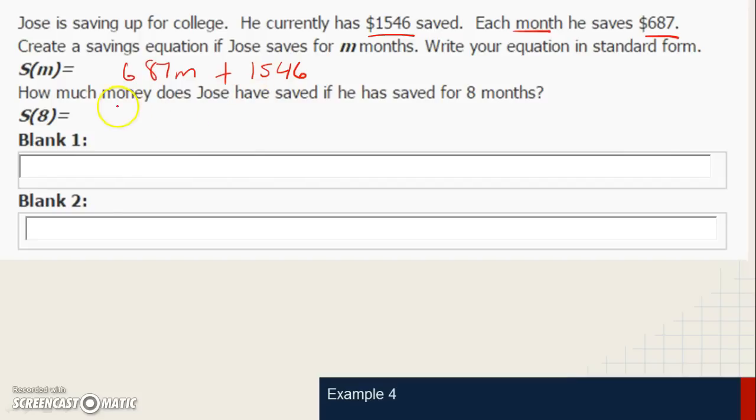Then we want to know down here, how much does Jose have if he saves for 8 months? Well, we take 687 per month for 8 months plus the 1546. I'll write my equation here, 687m plus 1546, and then I'll do my computation. 687 times 8 is 5,496. I add 1,546, and I end up with 7,042. So I can type that in my second blank, 7,042. Again, different problem, same concept.